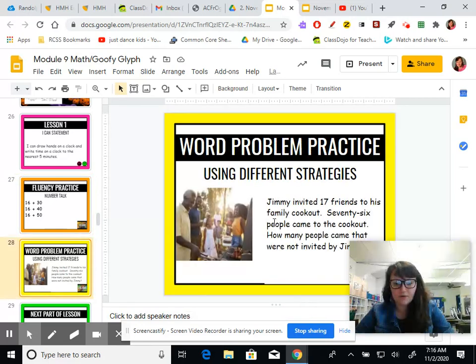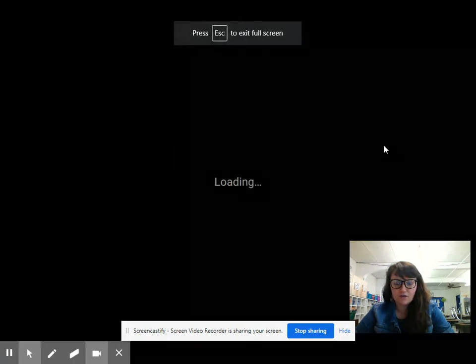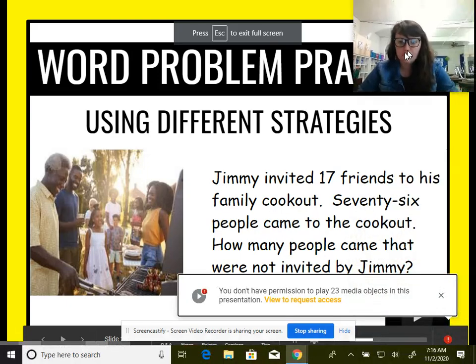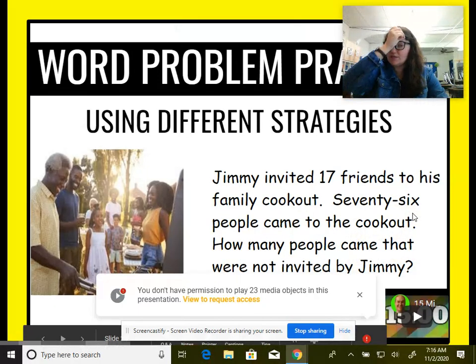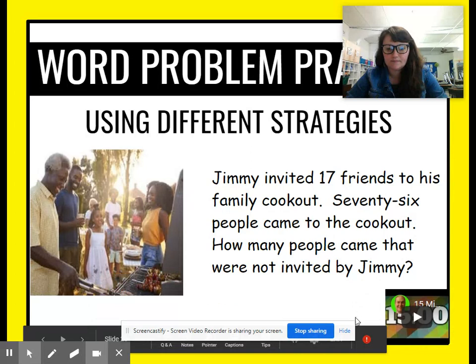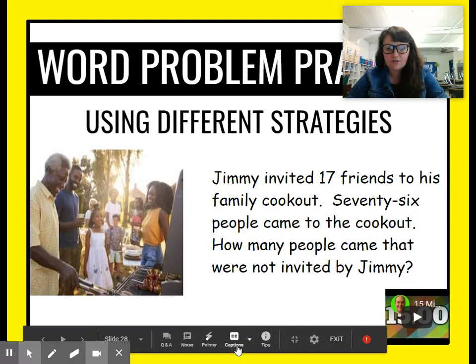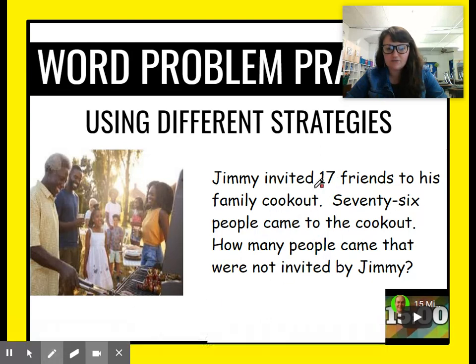So here's our word problem, and I would like for you to solve this in your remote notebook. It says Jimmy invited 17 friends to his family cookout. 76 people came to the cookout. How many people came that were not invited by Jimmy? This one's kind of tricky. Jimmy invited 17 friends, but 76 people came to the cookout. So now we're going to have to do what? Let's see what the problem is.